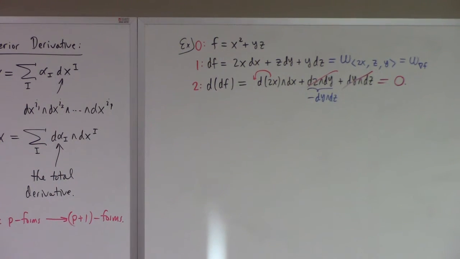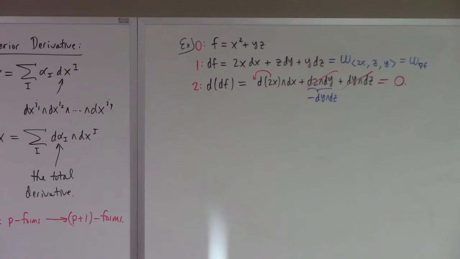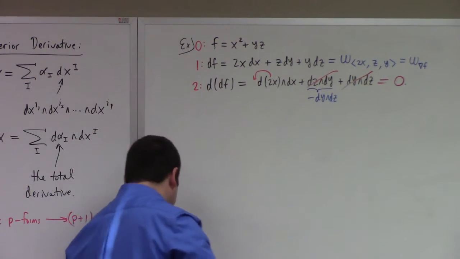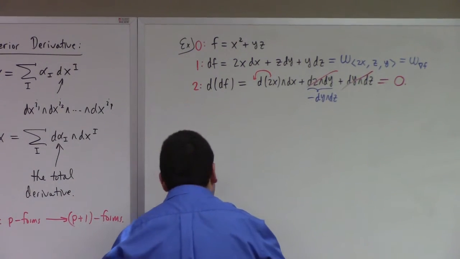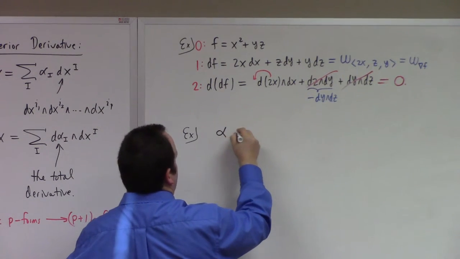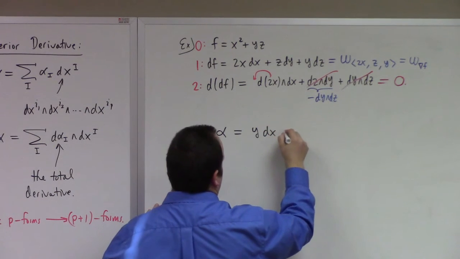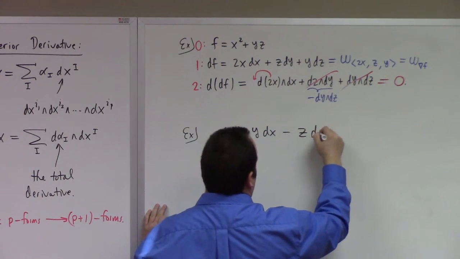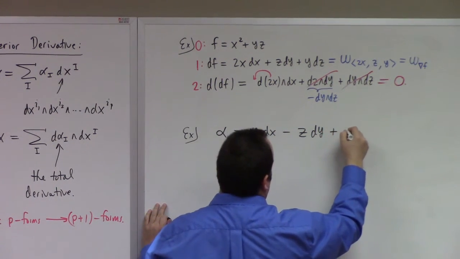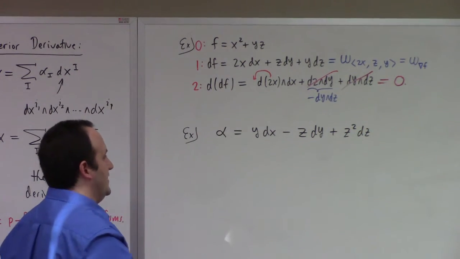So the total derivative naturally encodes the gradient through the work form mapping. Yes, this is generally true. My next example, how about this? Let's start out with alpha equal to y dx minus z dy plus z squared dz. Calculate d alpha. What do you got?